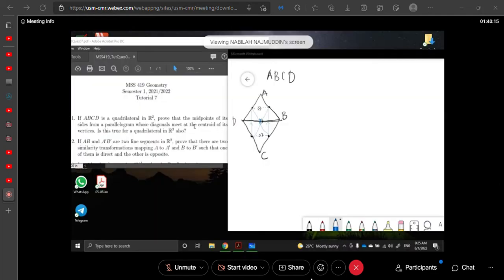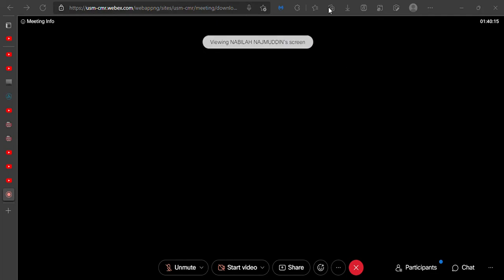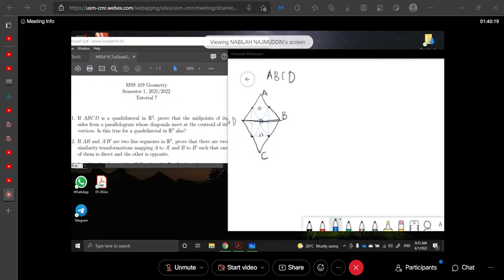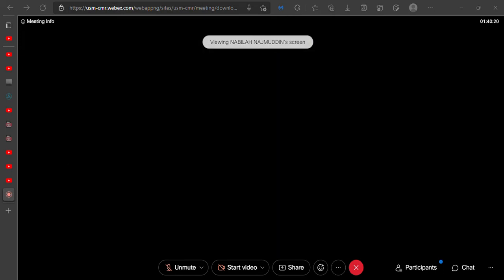So we want to show that this, we already showed that the midpoints of the sides of the quadrilateral form this blue parallelogram. Okay, the diagonals meet at the centroid. But how to put it in words? So we have to take that line.